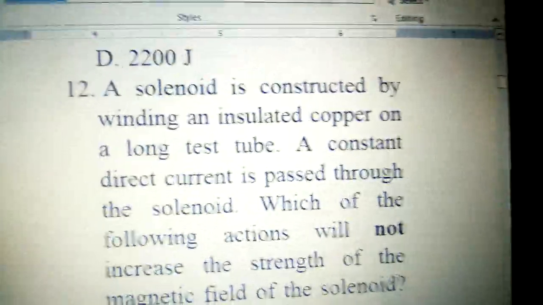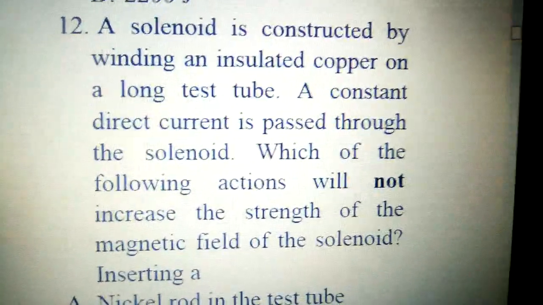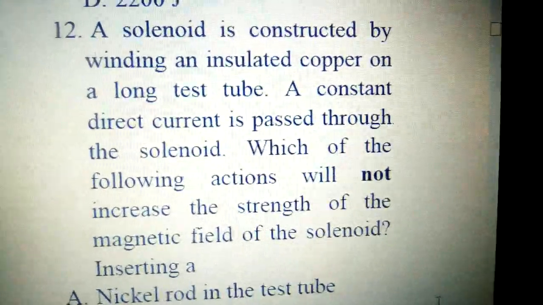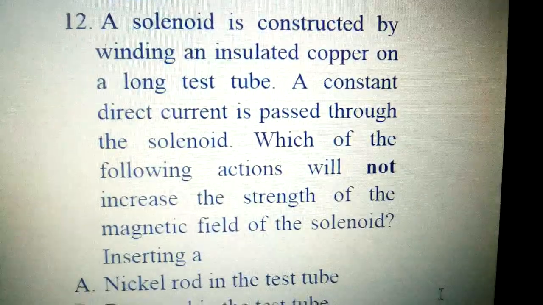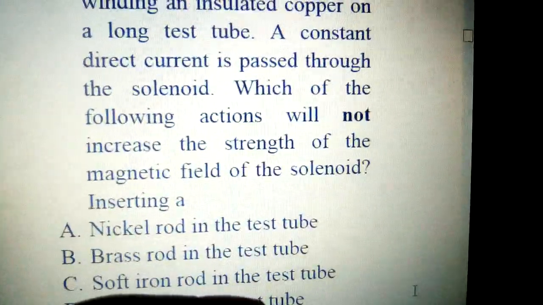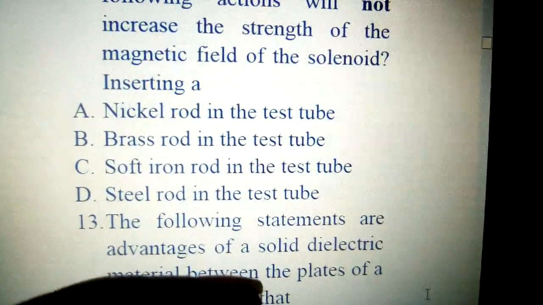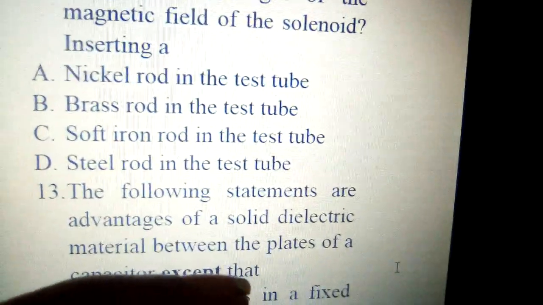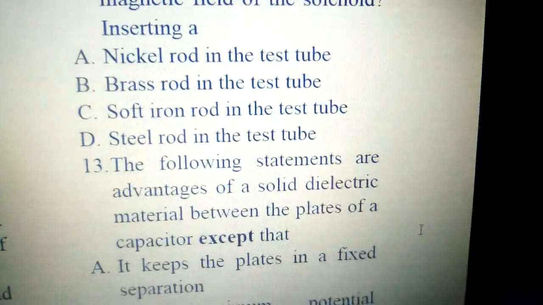Going to number 12. A solenoid is constructed by winding an insulated copper wire on a long test tube. A constant direct current is passed through the solenoid. The following actions will not increase the strength of the magnetic field of the solenoid: inserting A, nickel in the test tube; B, brass rod in the test tube; C, soft iron rod in the test tube; and D, steel rod in the test tube.